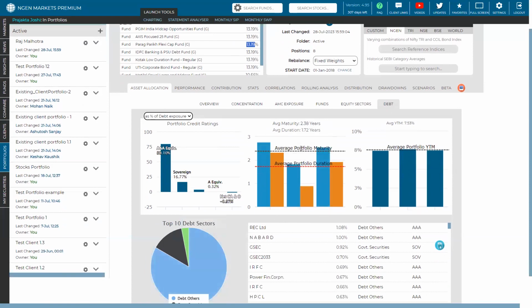Then with respect to debt, again, the average maturity of the portfolio's debt part really depends upon the underlying debt that the portfolio has. So we can see that there's an exposure to GSEC 2033, NABARD NCD, and REC Limited debt in the portfolio. How much does that contribute to the portfolio's average maturity and average duration? That really tells you leaps and bounds about the debt part of the portfolio.